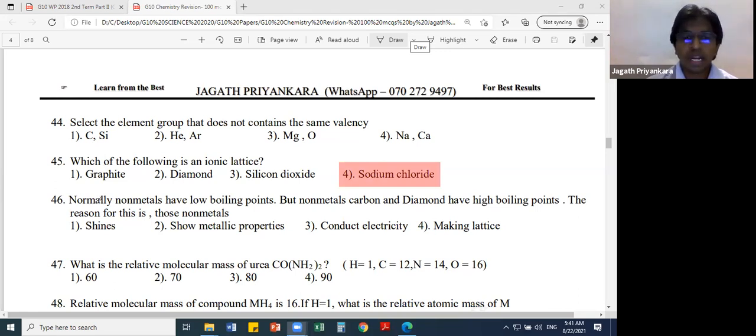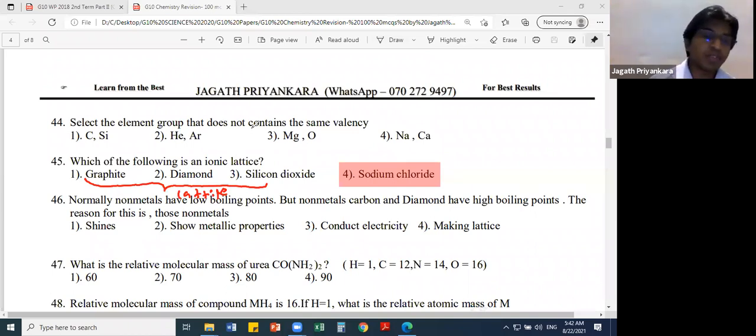If you want, you can write here graphite and diamond. Actually, all these 3 are atomic lattices. But graphite and diamond are homoatomic lattices, and silicon dioxide is a heteroatomic lattice. Why is it called a lattice? It's like polymers, where a large number of molecules combine. When it comes to lattices, a large number of atoms or ions combine. There are even molecular lattices also available.